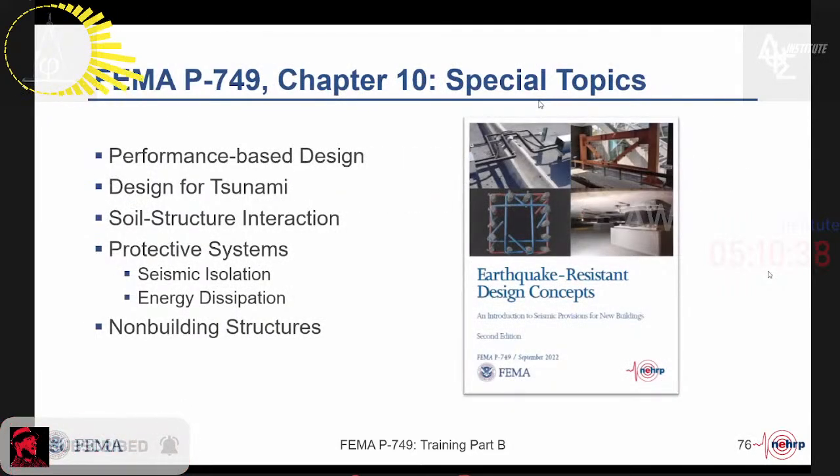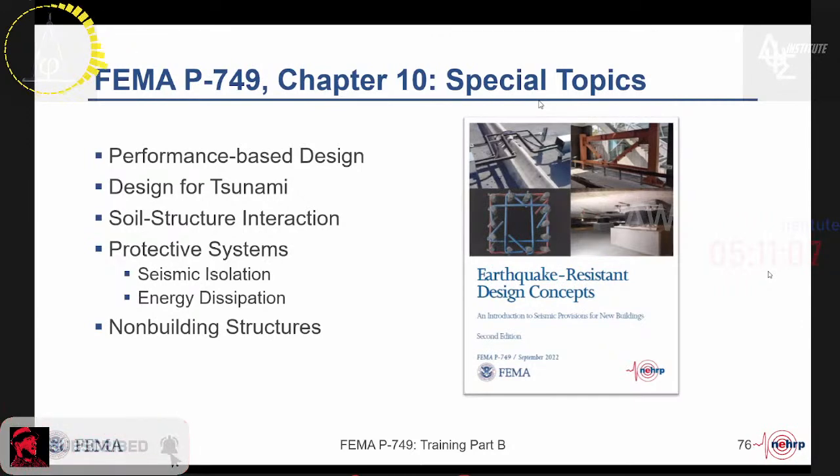That nearly brings me to the conclusion of my discussion. There is a final chapter of FEMA P-749 that has some special seismic design topics. This includes a discussion of performance-based seismic design, commonly used for evaluation and retrofit of existing buildings and structures, and also commonly used in the Western United States today for design of tall buildings.